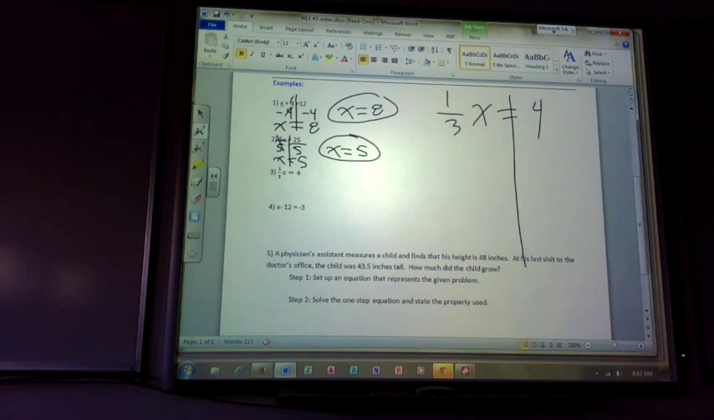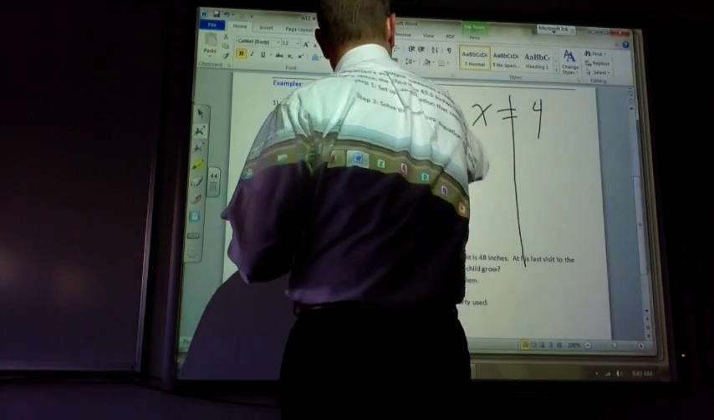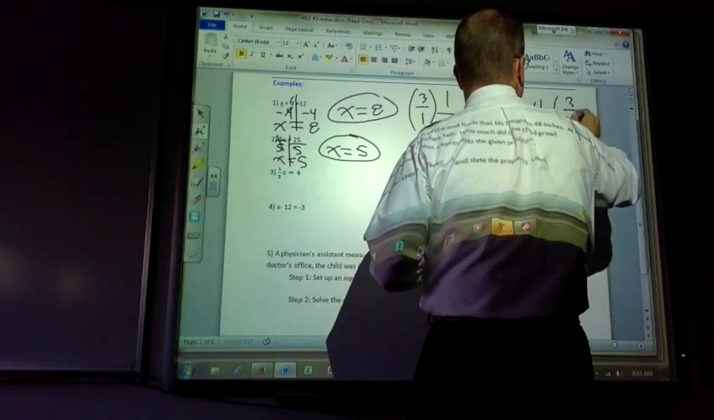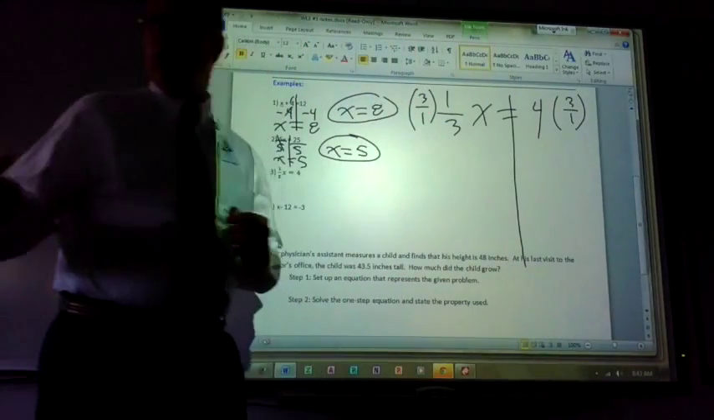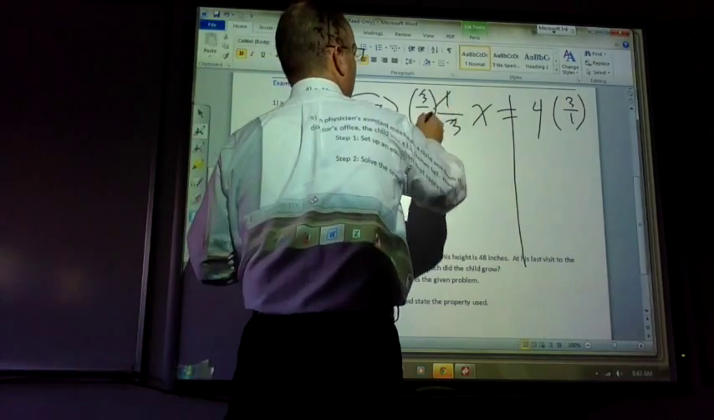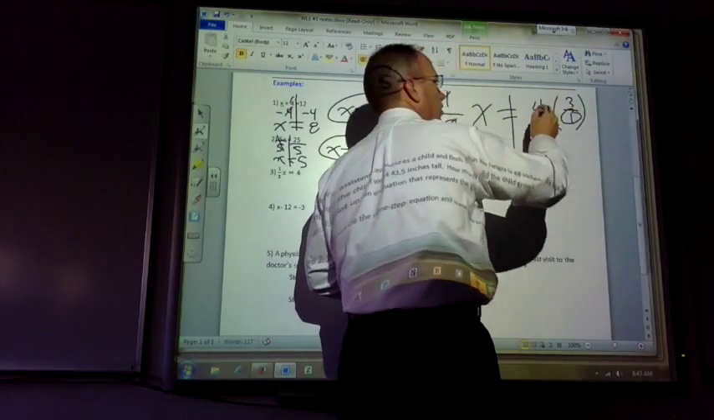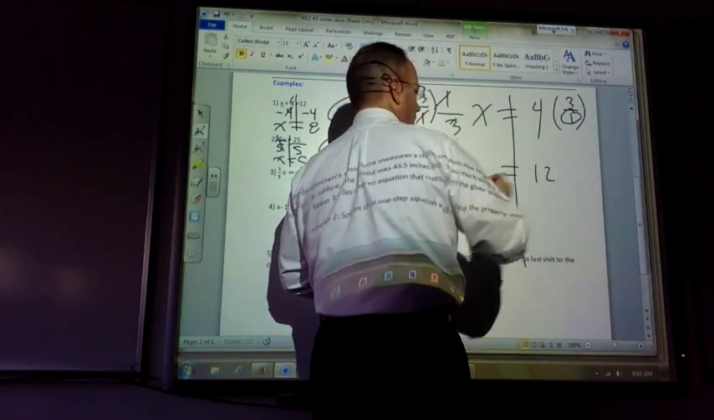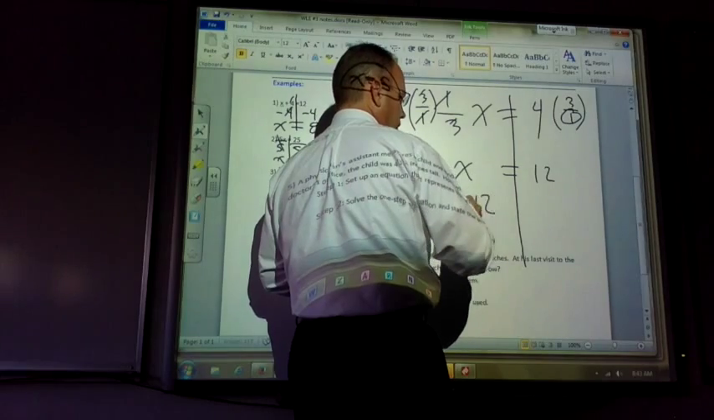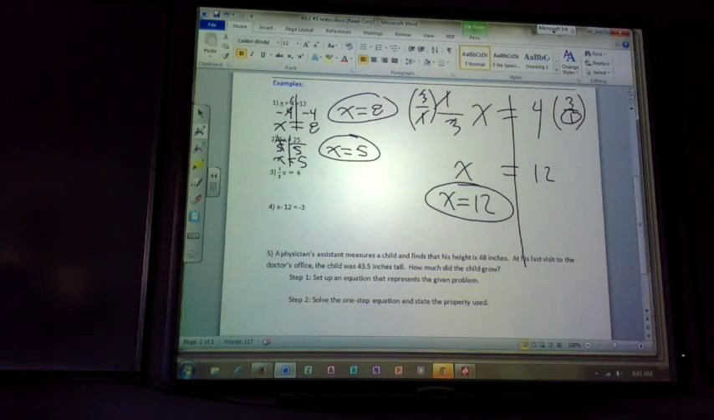Okay? In order to undo this problem, I feel that if you were to multiply both sides by 3/1 and 3/1. Now, yes, 3/1 is the same thing as what number? 3. But in this case, we did this. These all cancel out. That leaves us 1x, or just x. And then I don't really need that 1, so 4 times 3 is equal to 12. So we find that this problem has an answer of 12. Is that okay so far?